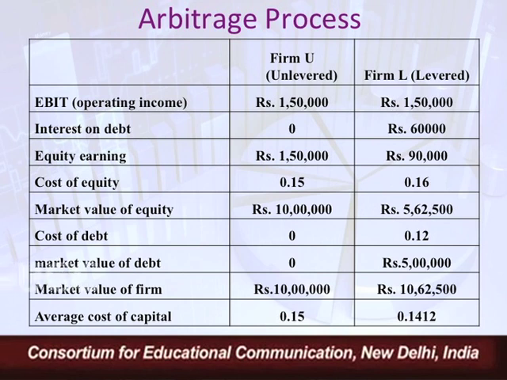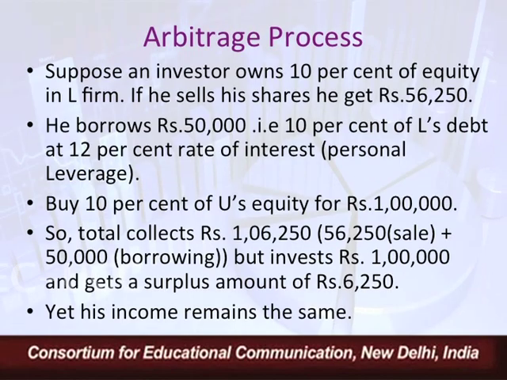Market value of equity is 10 lakh for the unlevered firm, and for the levered firm it is 5,62,500. Cost of debt for the unlevered firm is 0, and for the levered firm is 12%. Market value of debt for the unlevered firm is 0, while for the levered firm it is 5 lakh. Market value of firm for the unlevered firm is 10 lakh and for the levered firm is 10,62,500. Average cost of capital comes out to be 14% for the levered firm and 15% for the unlevered firm. So overall cost of capital for an unlevered firm is higher as compared to that of a levered firm.